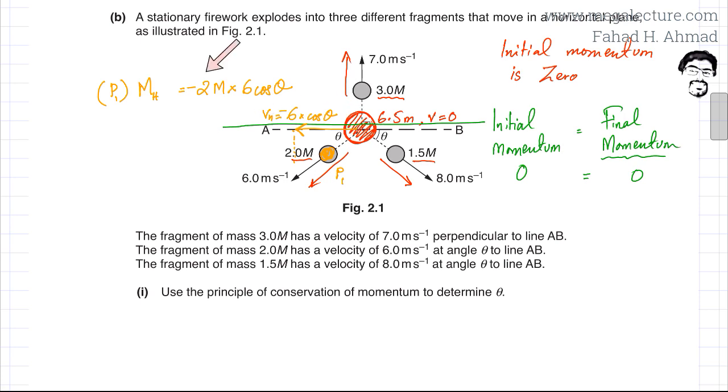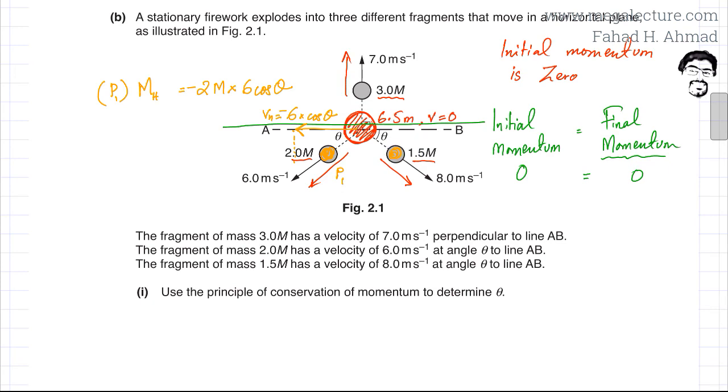So it's going to be negative 2m times 6 cosine of theta. The horizontal velocity would also be minus 6 cos theta, so I'm taking this direction as my negative direction. And let's move in a similar way to this other particle over here.